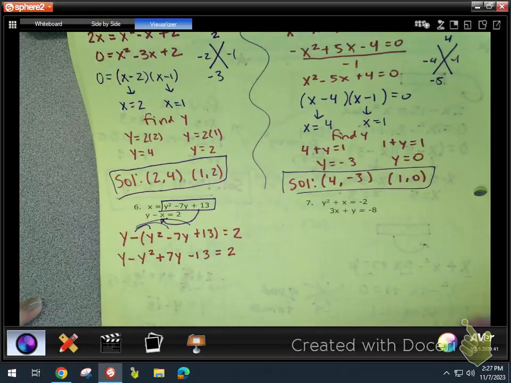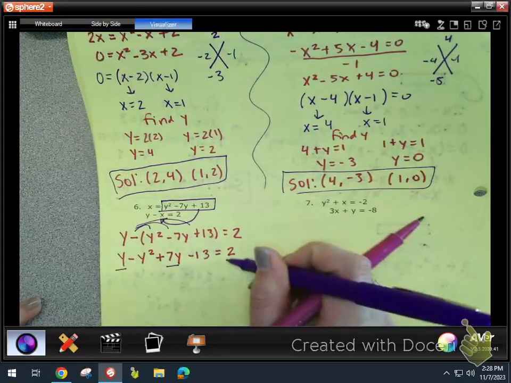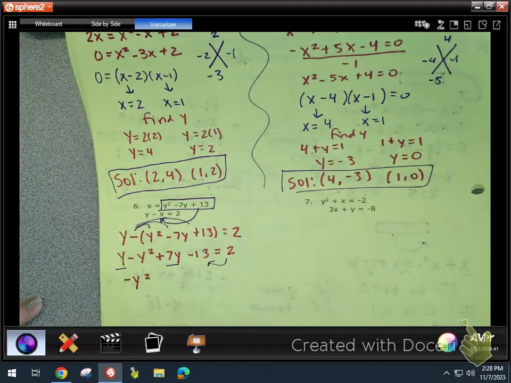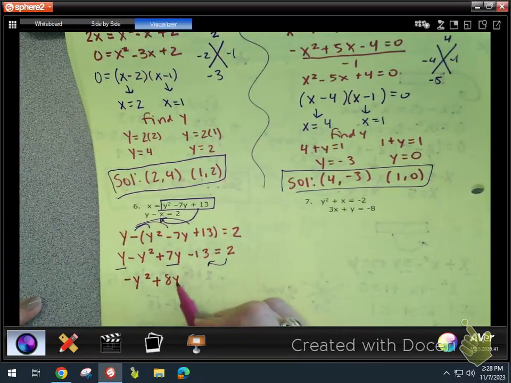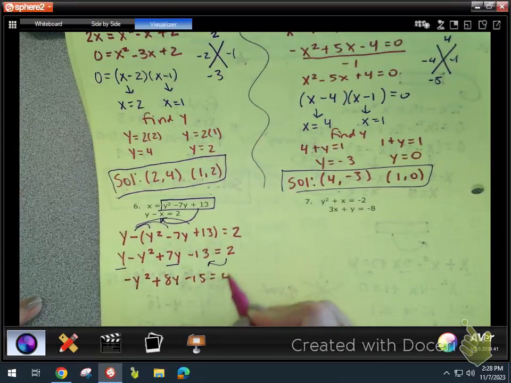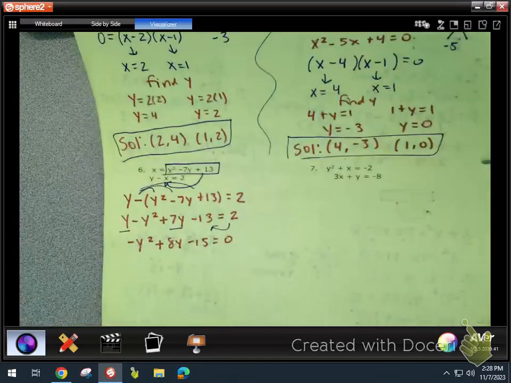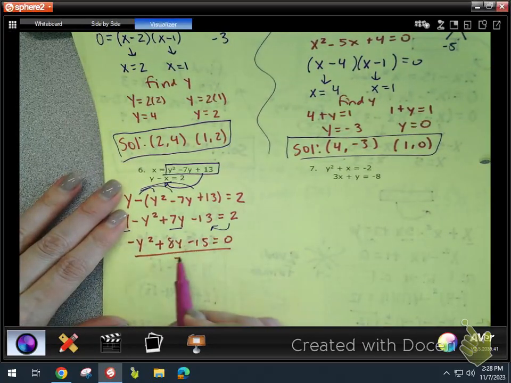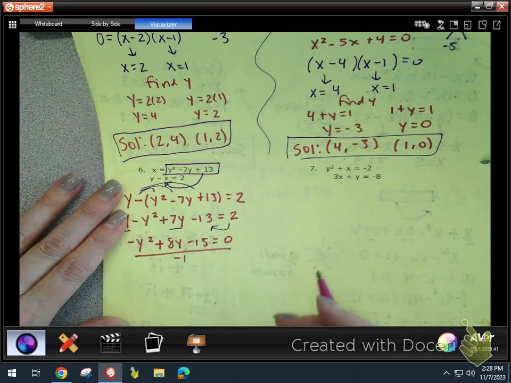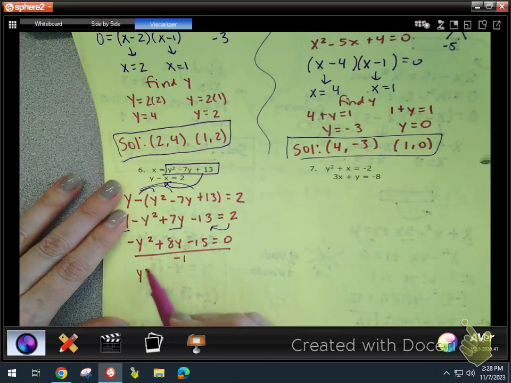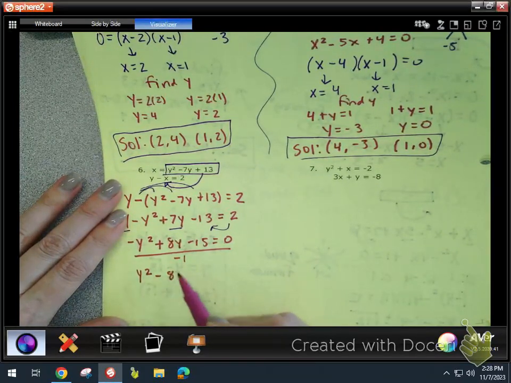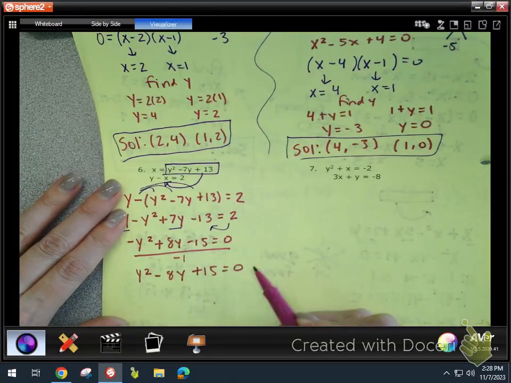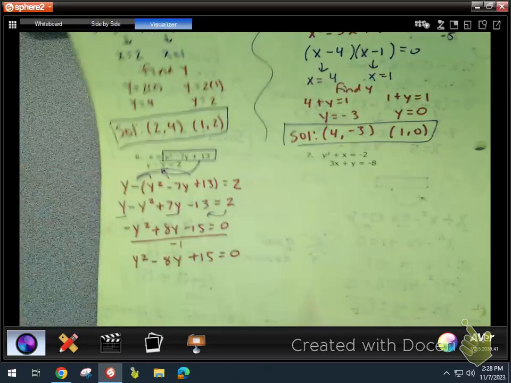Now I'm going to combine, I'm going to move, and I'm going to rearrange. So my squared term first. Oh, here we go again. I got a negative y squared. I don't want that. What do I do? Multiply it by -1, divided by -1. Either way, it's going to make it y squared minus 8y plus 15 equals 0.